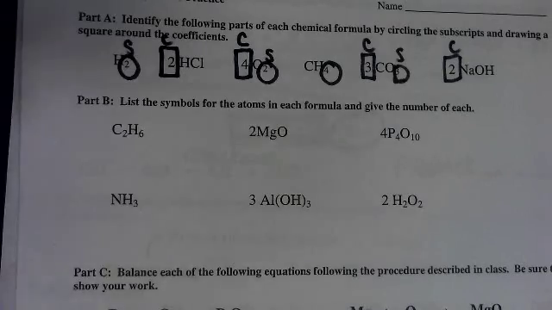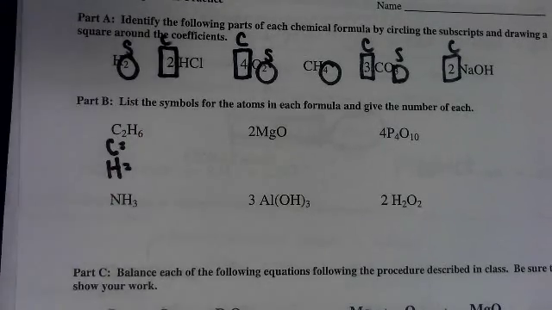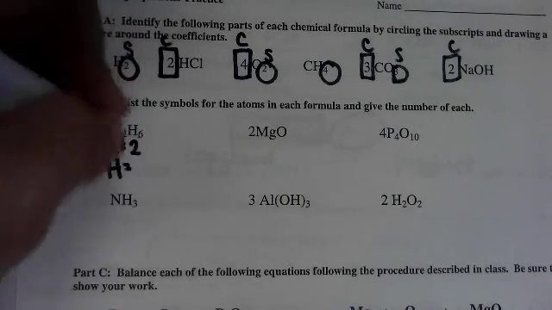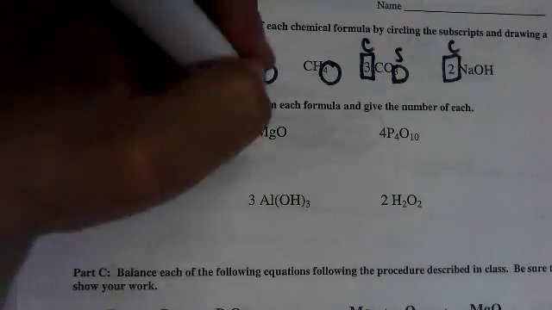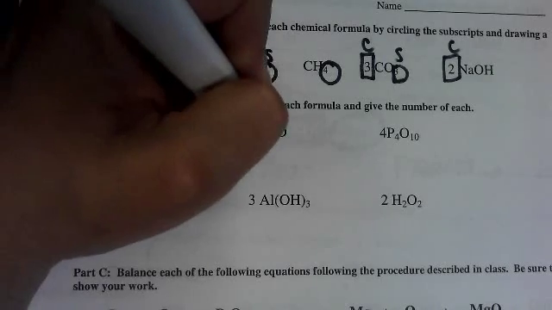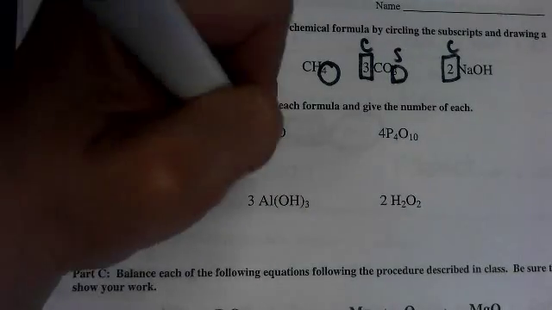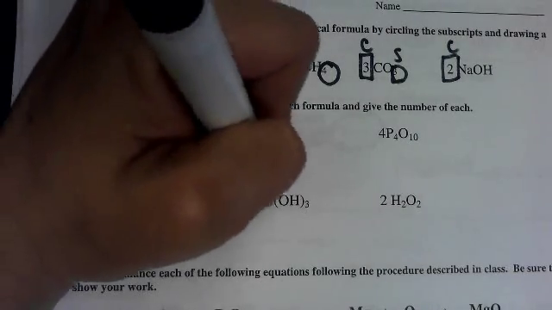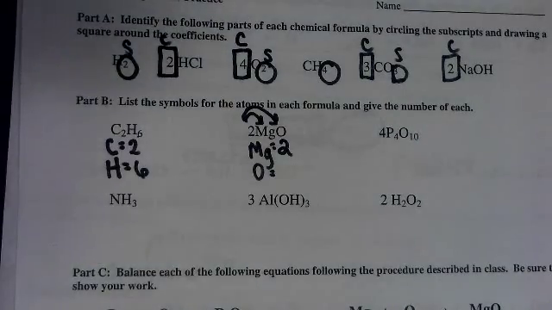So in the first one, we have carbon and we have hydrogen. We have 2 carbons and we have 6 hydrogens. In the second example, the coefficient is going to distribute to each of your elements. So in this case, we have magnesium and oxygen. You have 2 magnesium and 2 oxygen.